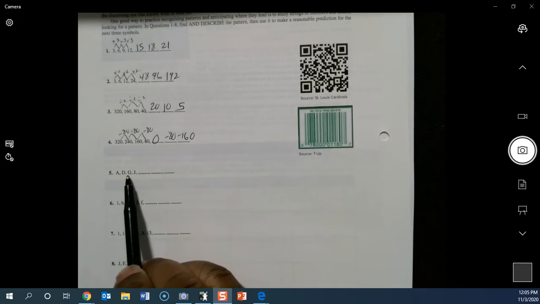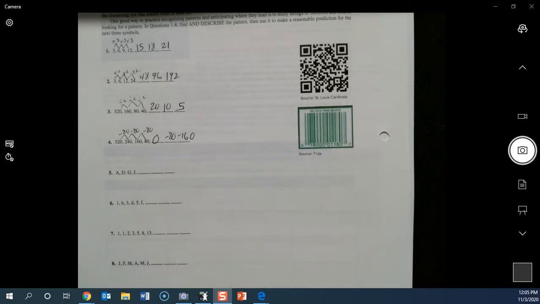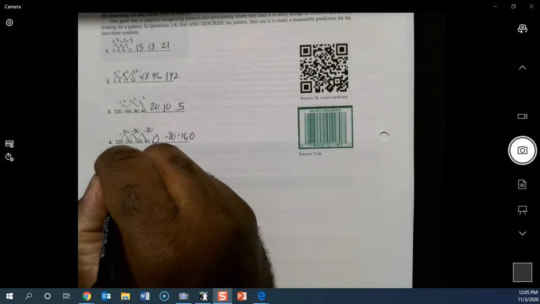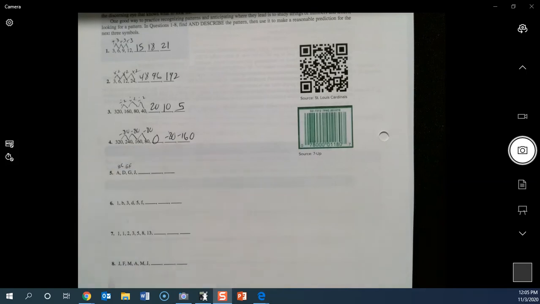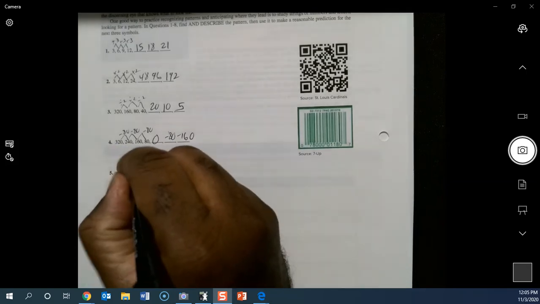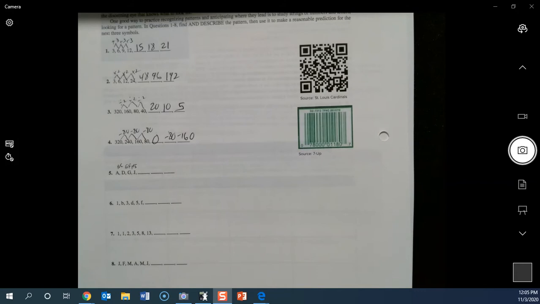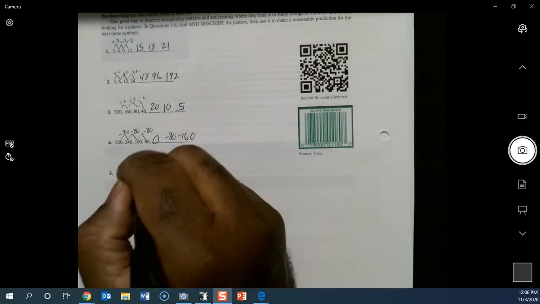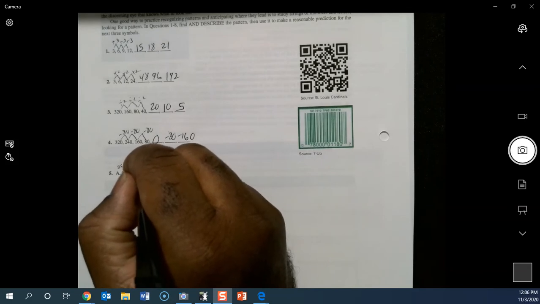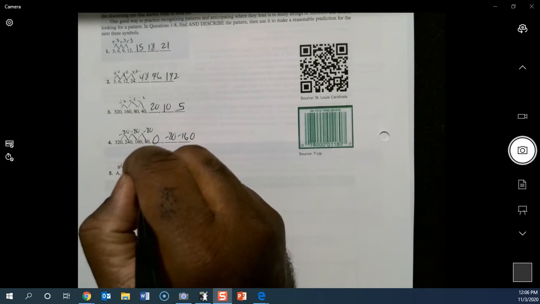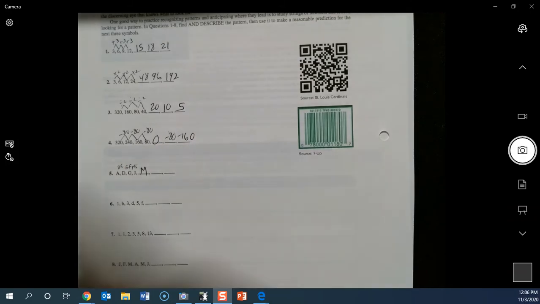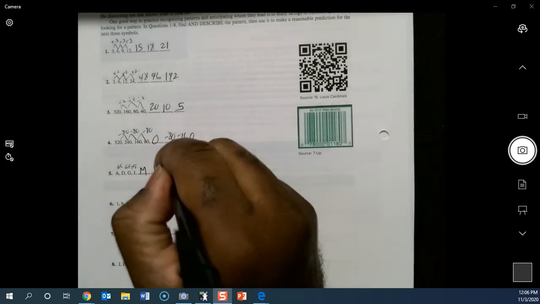Now we have ADGJ. If you look here, we know B and C go in between those values, E and F go in between those values, and H and I go in between those values. So what we're doing is skipping 2 letters as we go to the next letter. So if we skip 2 letters, that'll be K and L, and that would leave us M.